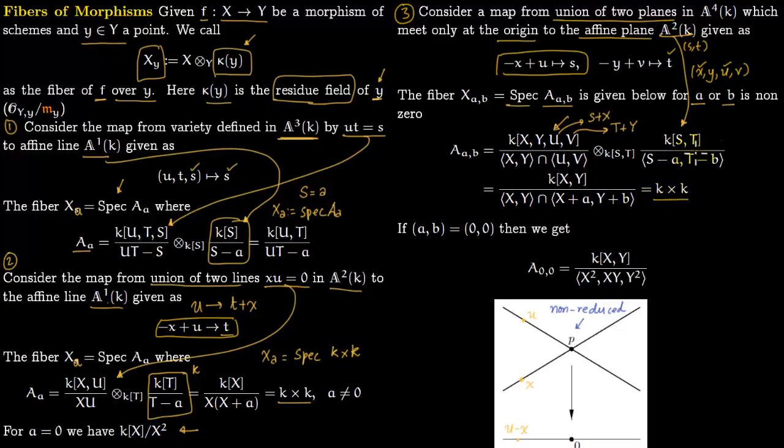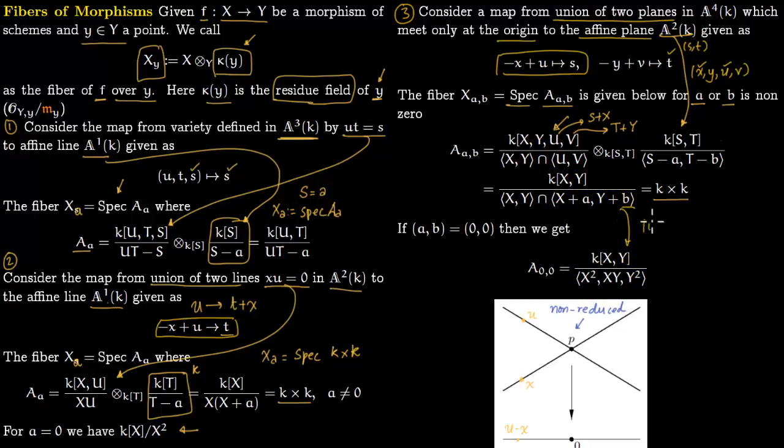Now if A and B are 0, so first you put in 0 here, then you take the tensor product. You first take the intersection, and then you plug the various values in. So if you plug in the various values first and then you take the intersection at 0 0, this becomes x square, xy, y square.